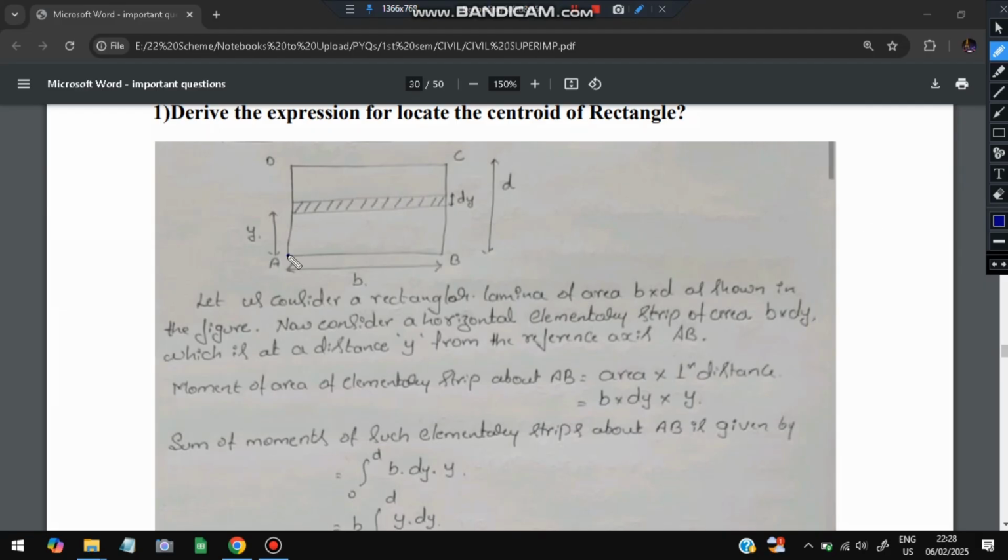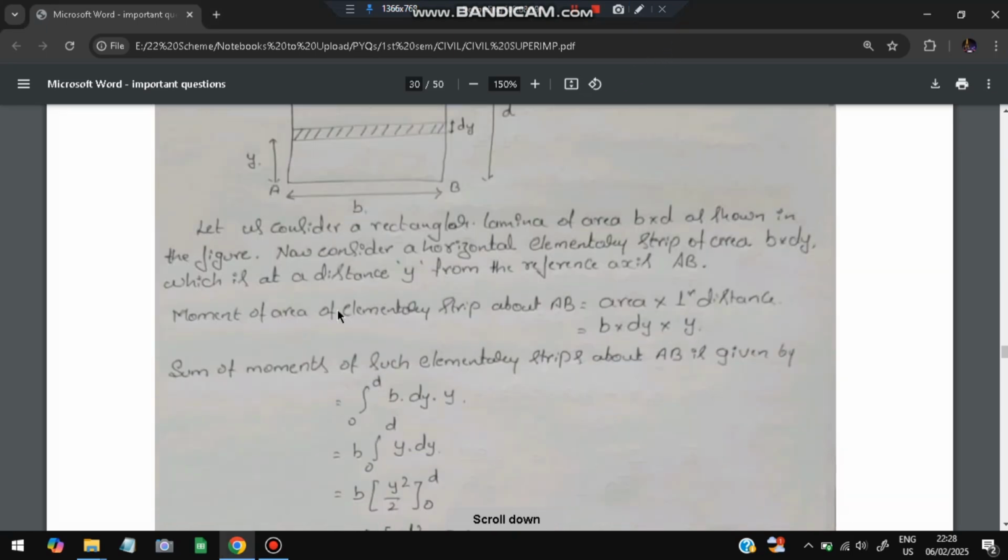Okay, see, this value is taken as b, and this value is taken as d. This small component here is dy, and this value from AB to the strip which is being taken into consideration is y. Okay, now this is a rectangular lamina.